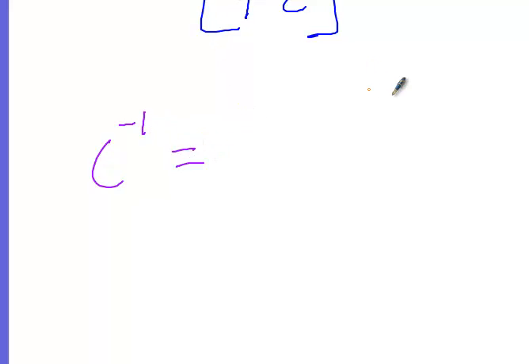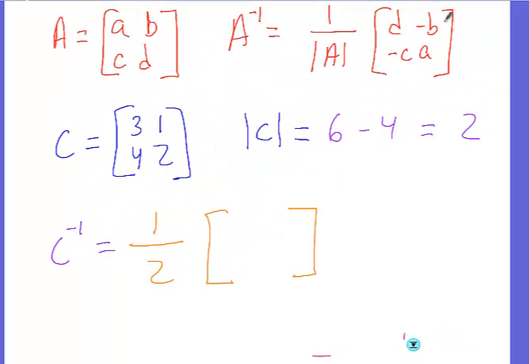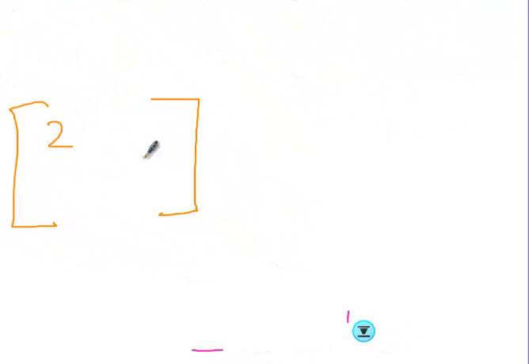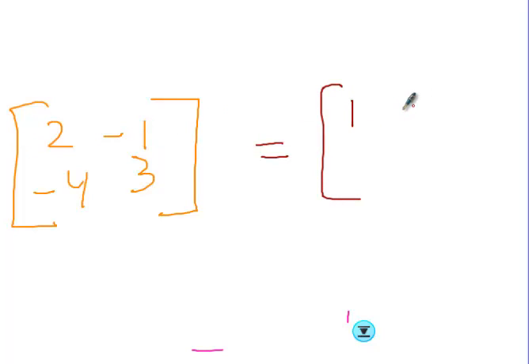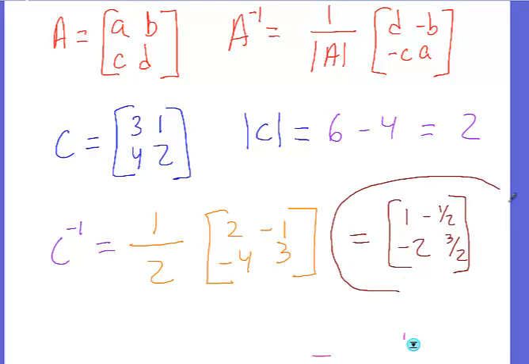And if you go back to our formula, we're going to take 1 over the determinant and multiply it by the switching around of some of these units. So A and D switch, so it becomes 2, 3, and B and C just become negative. All right, so when we basically just multiply 1/2 by this matrix, it becomes 1/2 times 2 is 1. Negative 1 times 1/2 is negative 1/2. Negative 4 times 1/2 becomes negative 2, and 3 times 1/2 just becomes 3/2. And there you have it. Here is the inverse of matrix C.